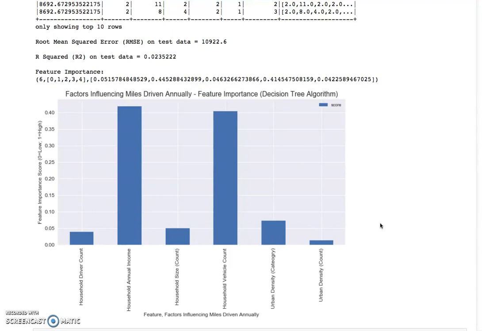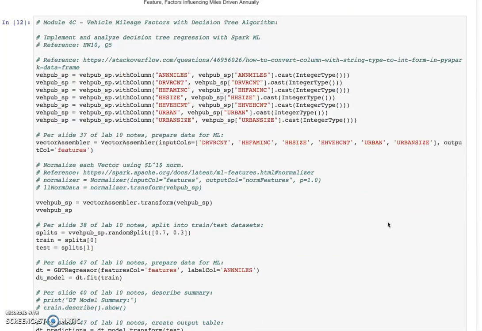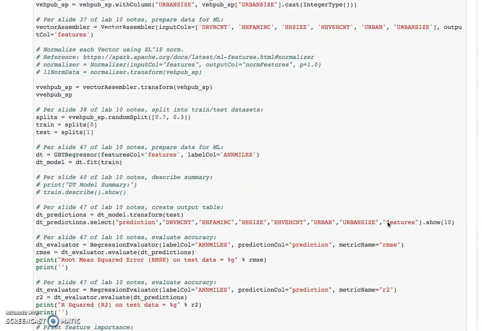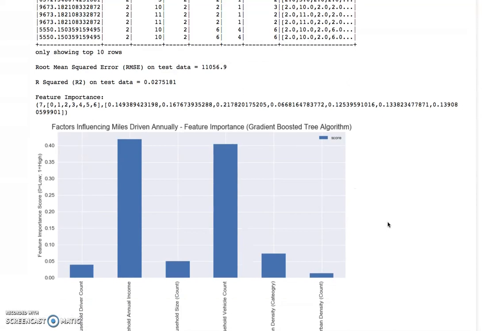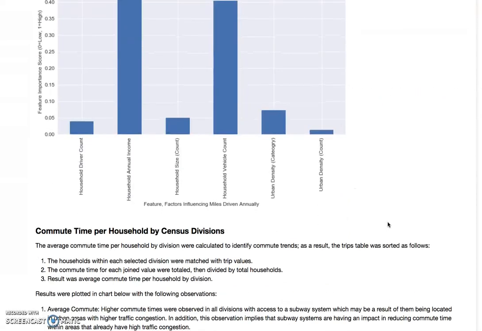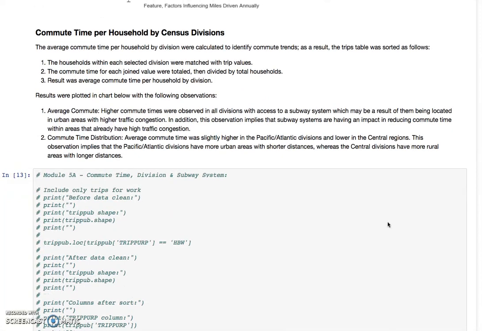So maybe driver and usage go together, and it could be more socioeconomic in nature. And then we're going to repeat the same thing with the decision tree algorithm here, and that should be gradient boosted tree. But we see a similar result with a little bit better accuracy. And then the last portion of this analysis, we look at the commute time per household.